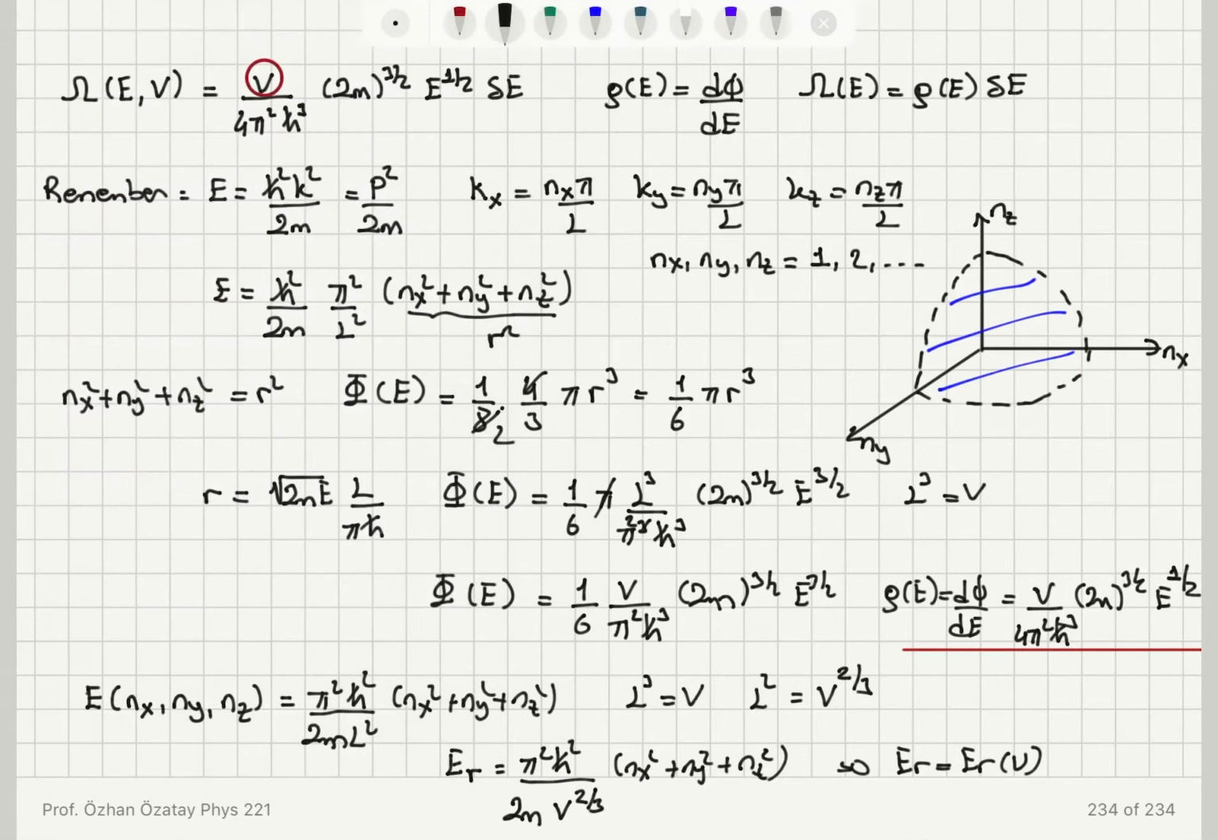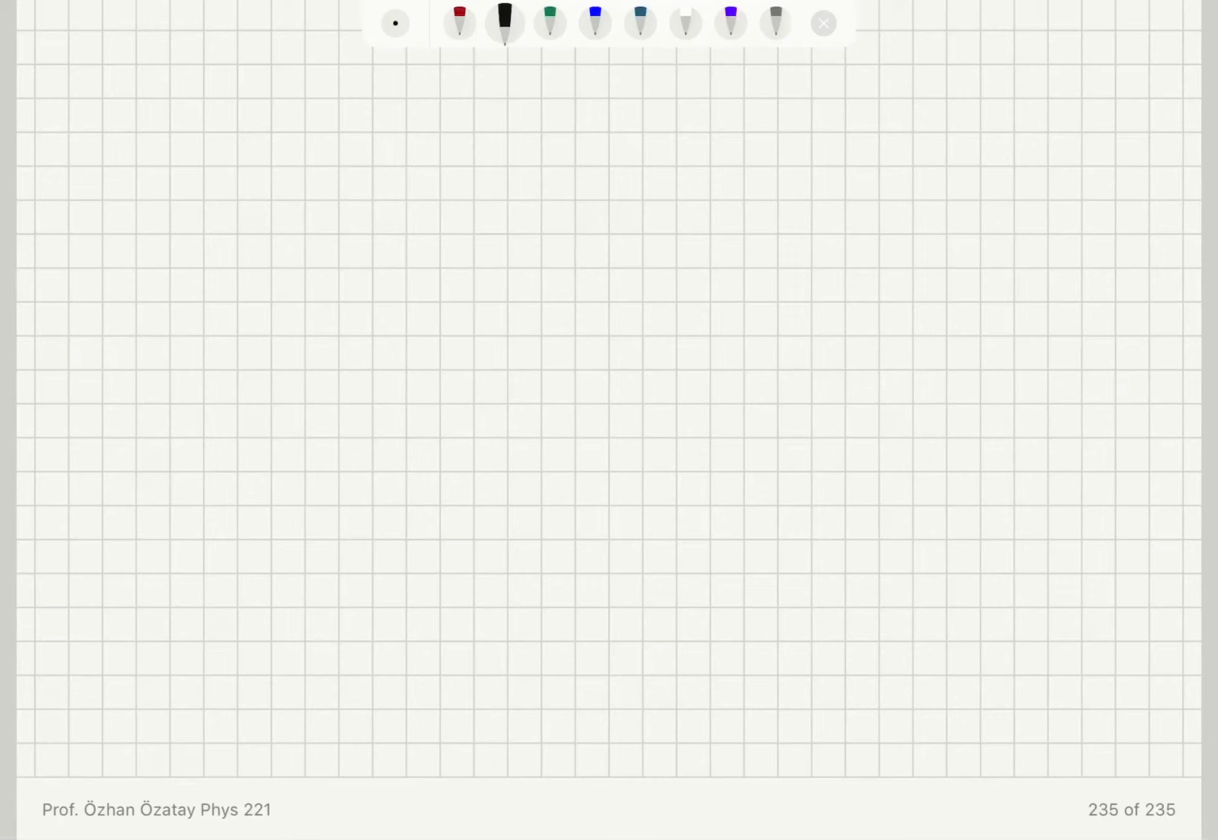So let me note that here I have two important conclusions. Just to summarize, one important conclusion is that the number of accessible states for energies in the range E to E plus delta E depends on the external parameter V, and furthermore I found that each energy level is a function of V, as we have initially suggested.